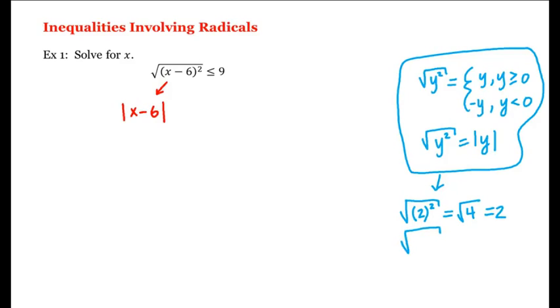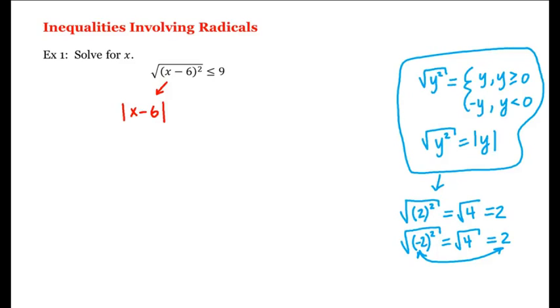But what about the square root, say, of negative 2 squared? If that y is negative, this is the square root of 4, which is 2. So these aren't equal, they're the negatives of each other. So be very careful here. It's a very common mistake.